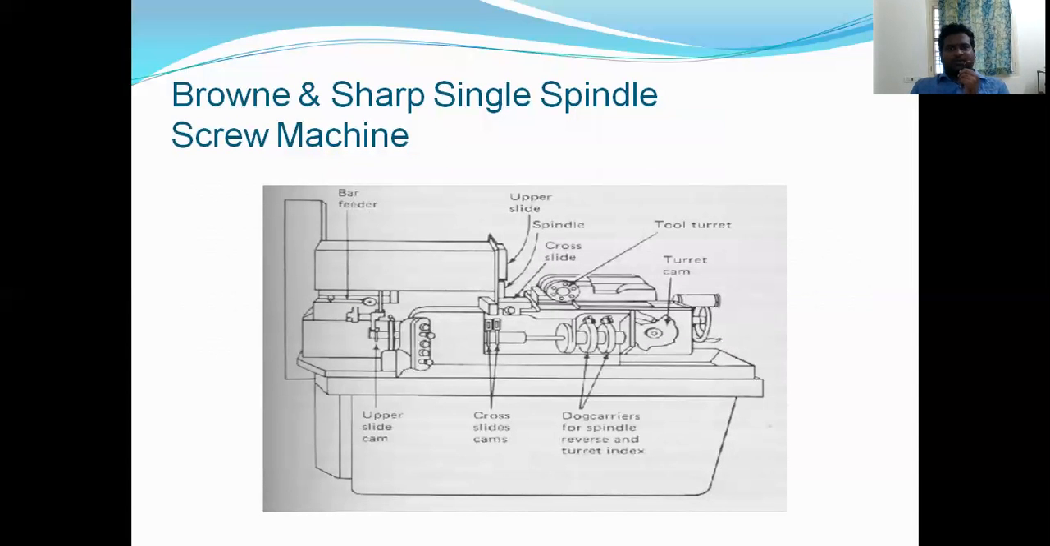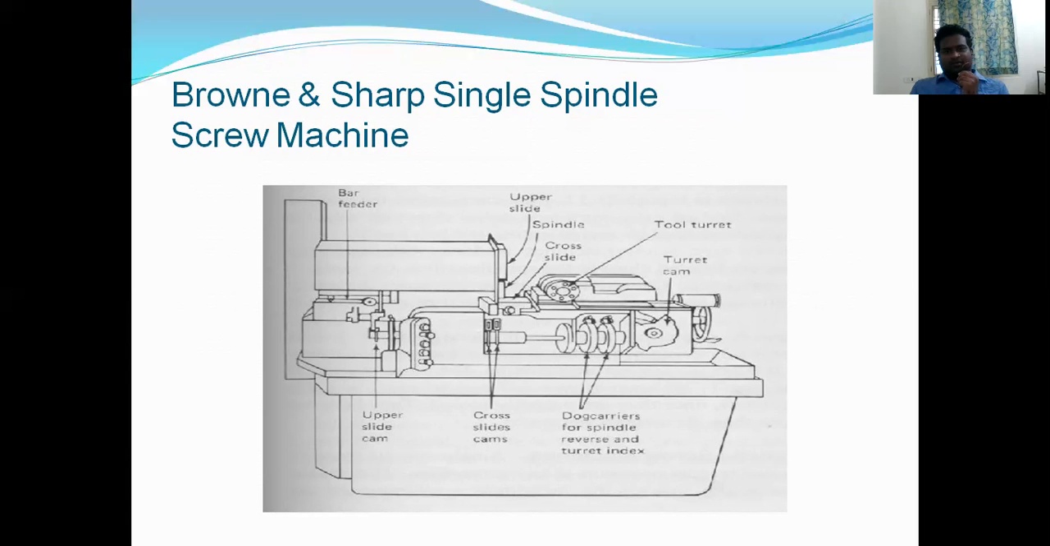So the Brown and Sharpe single spindle screw machines, observe the diagram. Upper slide cam, bar feeder, upper slide spindle, cross slide, tool turret, turret cam, dog carriers, spindle reverse and index, reverse and turret index.